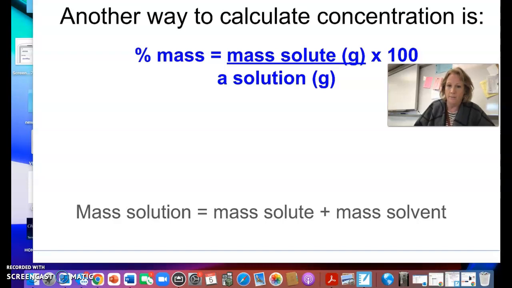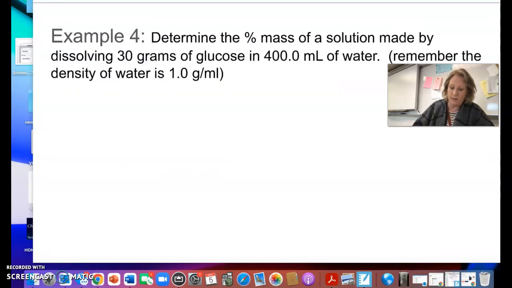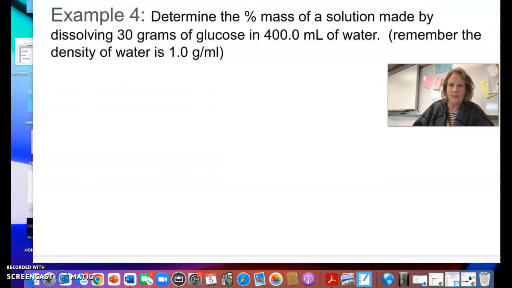You're going to take the mass of the solute in grams divided by the solution mass, so this should really say mass of solution in grams. And you have to realize that the mass of the solution is really the solute plus the solvent. So I'm going to do two problems with you that relate to this.